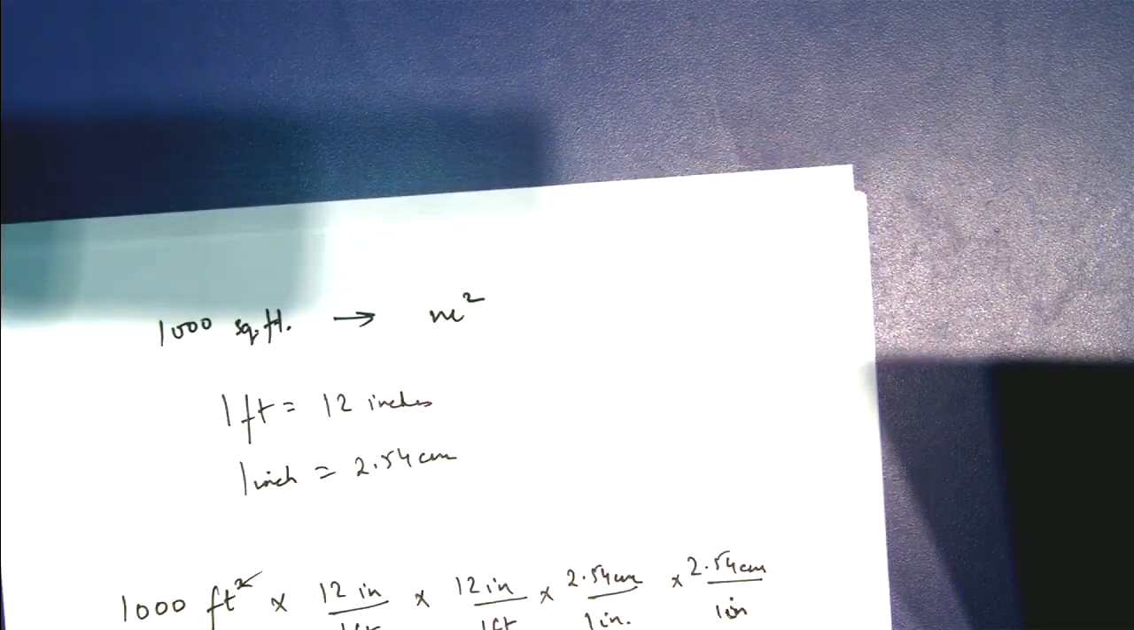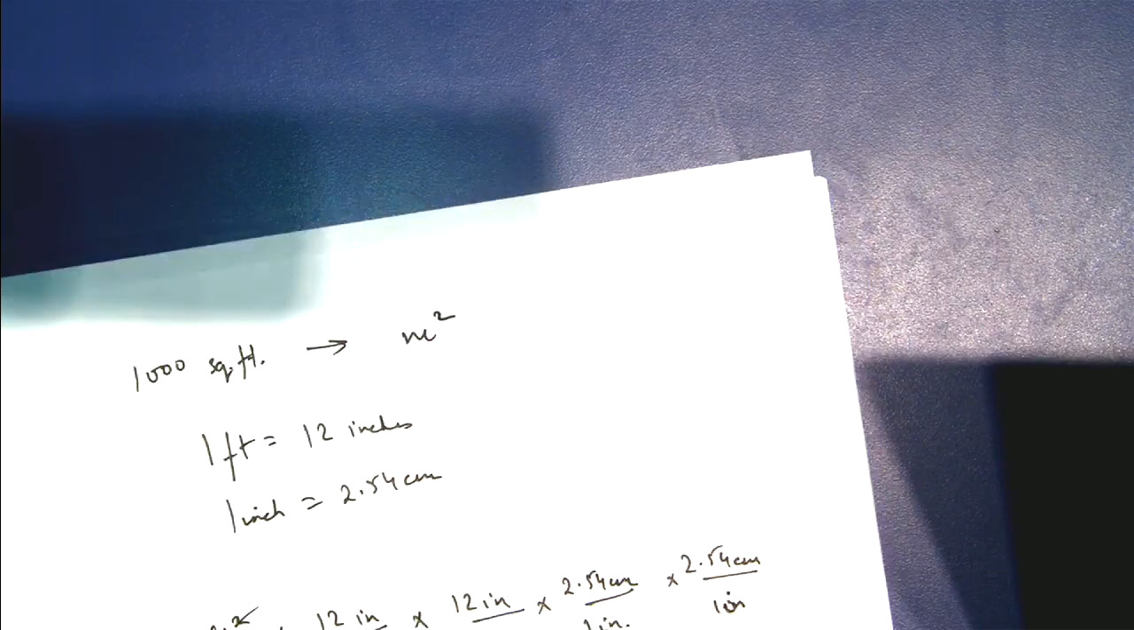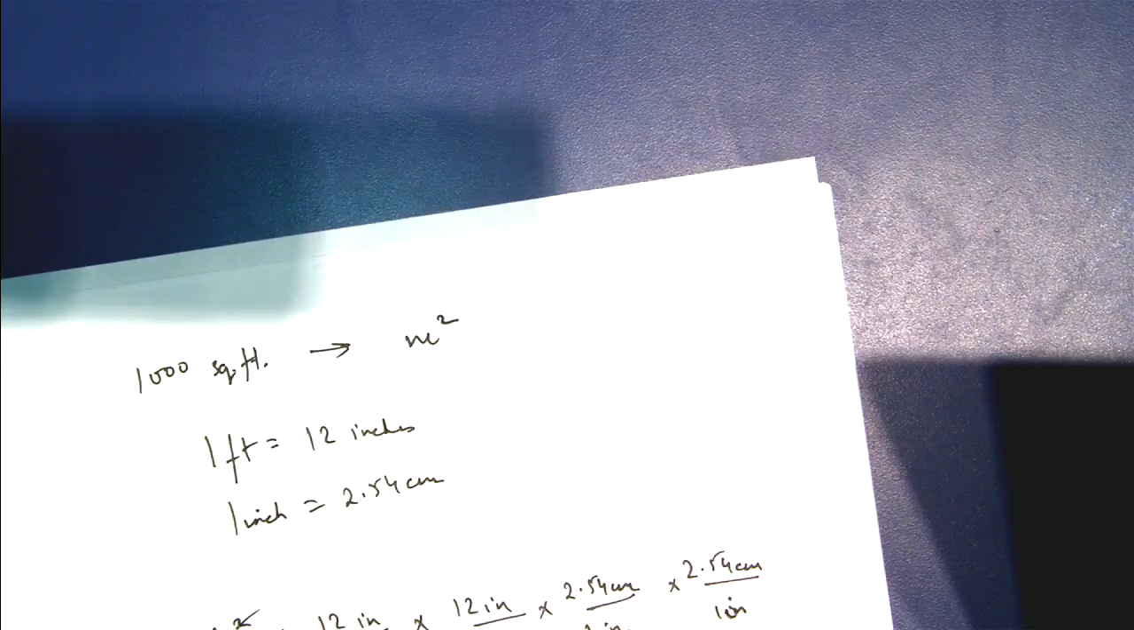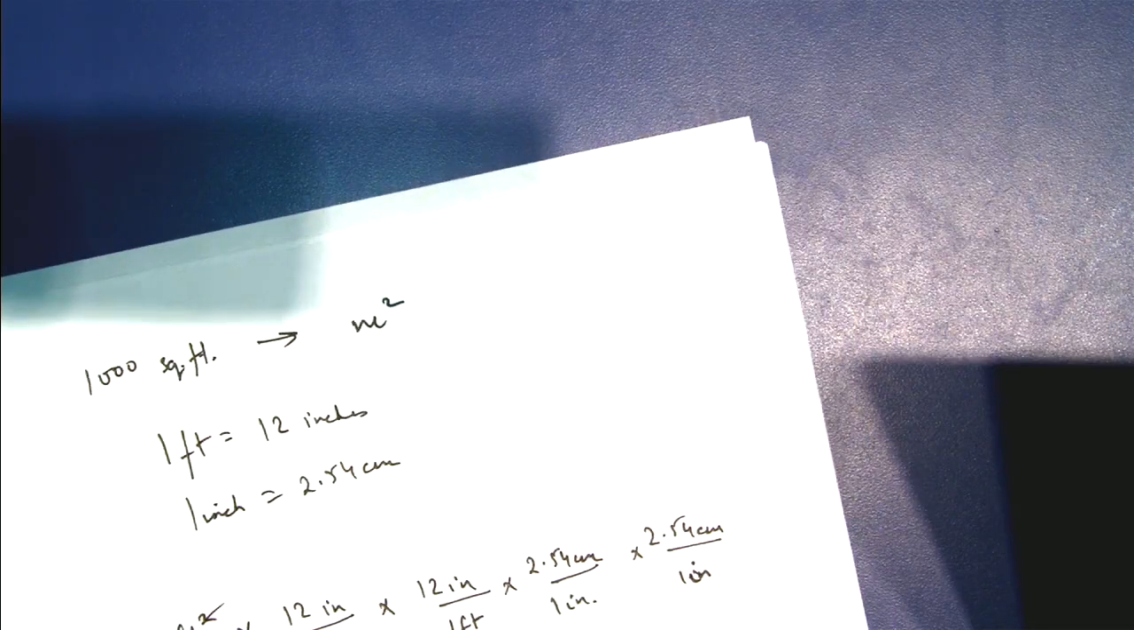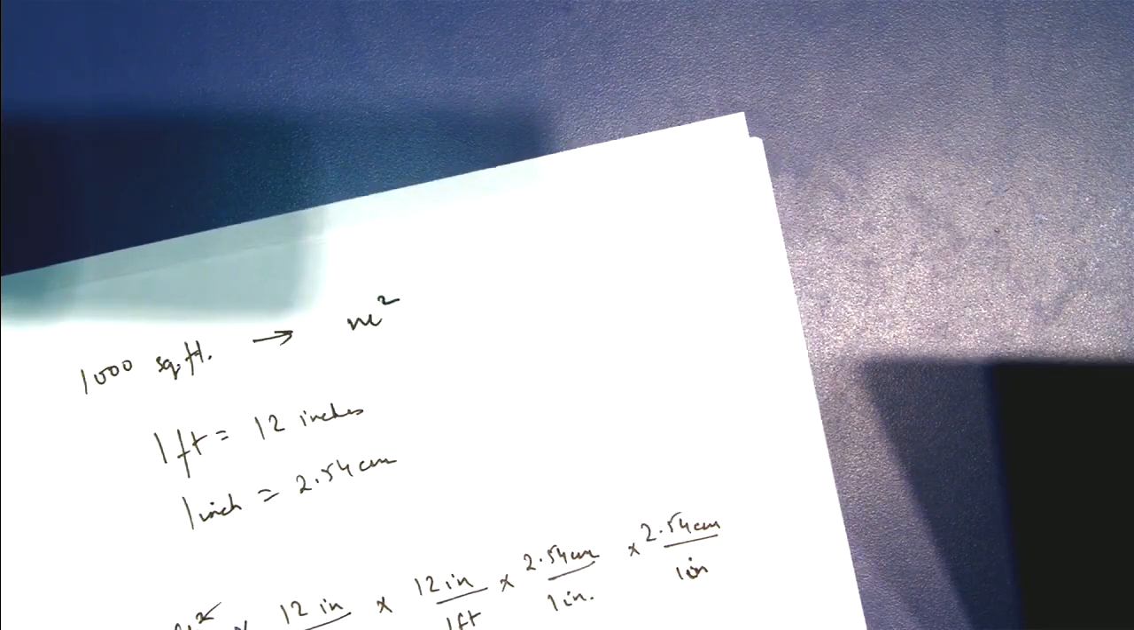I need to cancel all the unwanted units. And of course, that's not all. I need to keep going. 2.54. So this answer is in centimeters squared right now. I need to get it into SI units, which is square meters. It's 100 centimeters to a meter, so it's 0.01 meters is 1 centimeter. Does someone have a number for me?